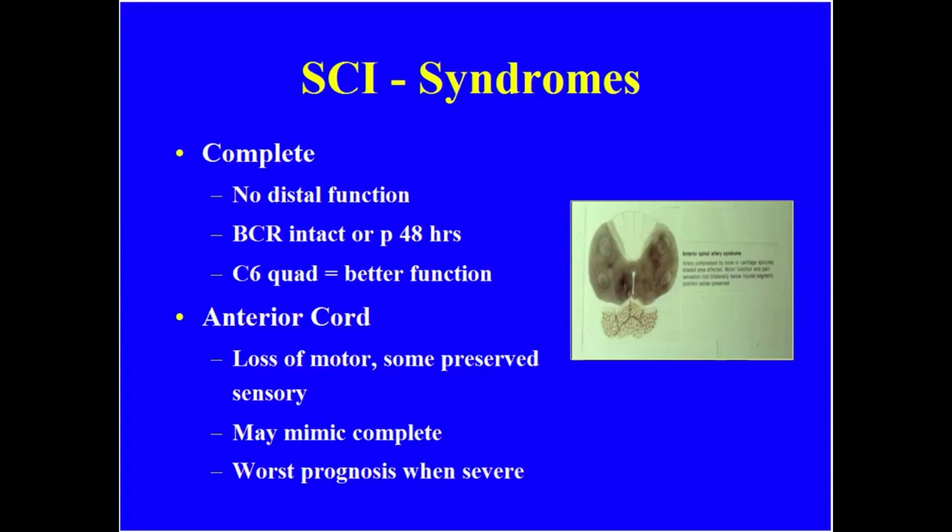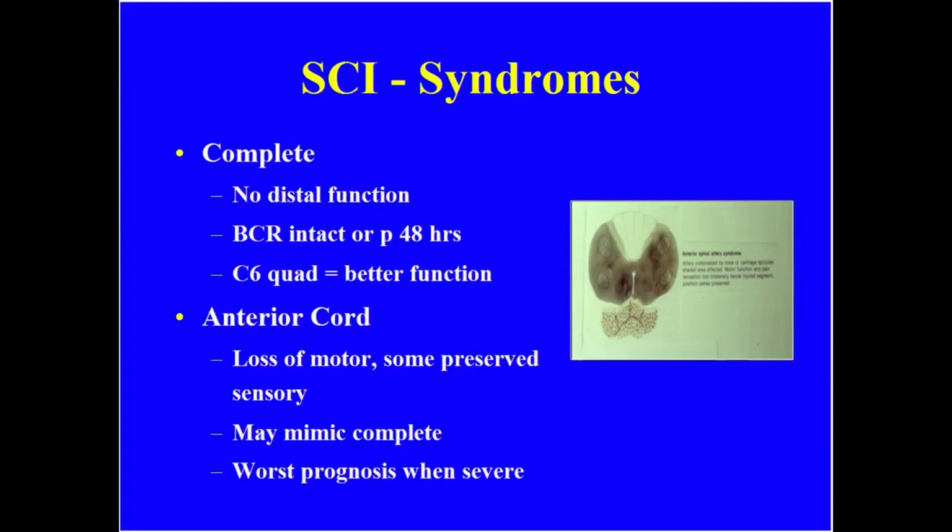To say that someone has a complete cord injury, either their bulbocavernosus reflex has to be intact, which means that they're not in spinal shock, or after 48 hours, for all intents and purposes, you can prognosticate. If someone hasn't recovered by 48 hours, even if their bulbocavernosus is out, it's safe to say if they're still complete at that point, they are, for all intents and purposes, complete.